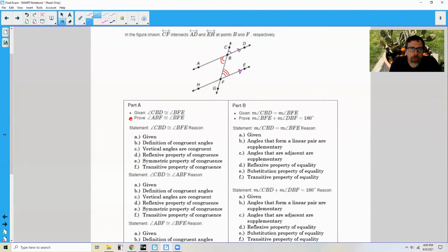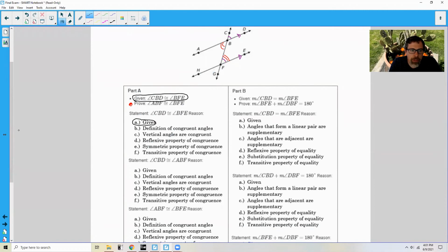Okay? So number 1 says, or statement, angle CBD is congruent to angle BFE. Angle CBD is congruent to angle BFE is right here. That is a given. Okay, be careful. I had students get that wrong. I put it on there so it'd be kind of like a freebie, and they passed it up. So be careful. Read the statement and go back and look at what was given.